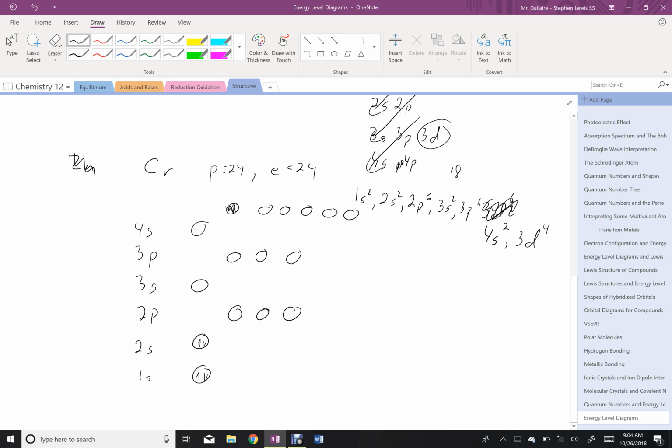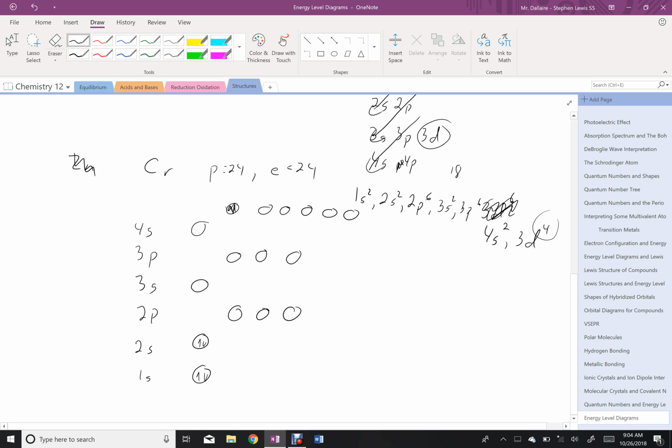That makes more sense. Sorry, I realized I made a mistake because I wanted to give you an illustration of when the 3d shell doesn't have paired electrons, so that I can make the point that you only put 1 in each shell, so I nearly missed that. Anyway, 1s2, 2s2, 2p6, 3s2, 3p6, 4s2, then 3d, 4 left over.